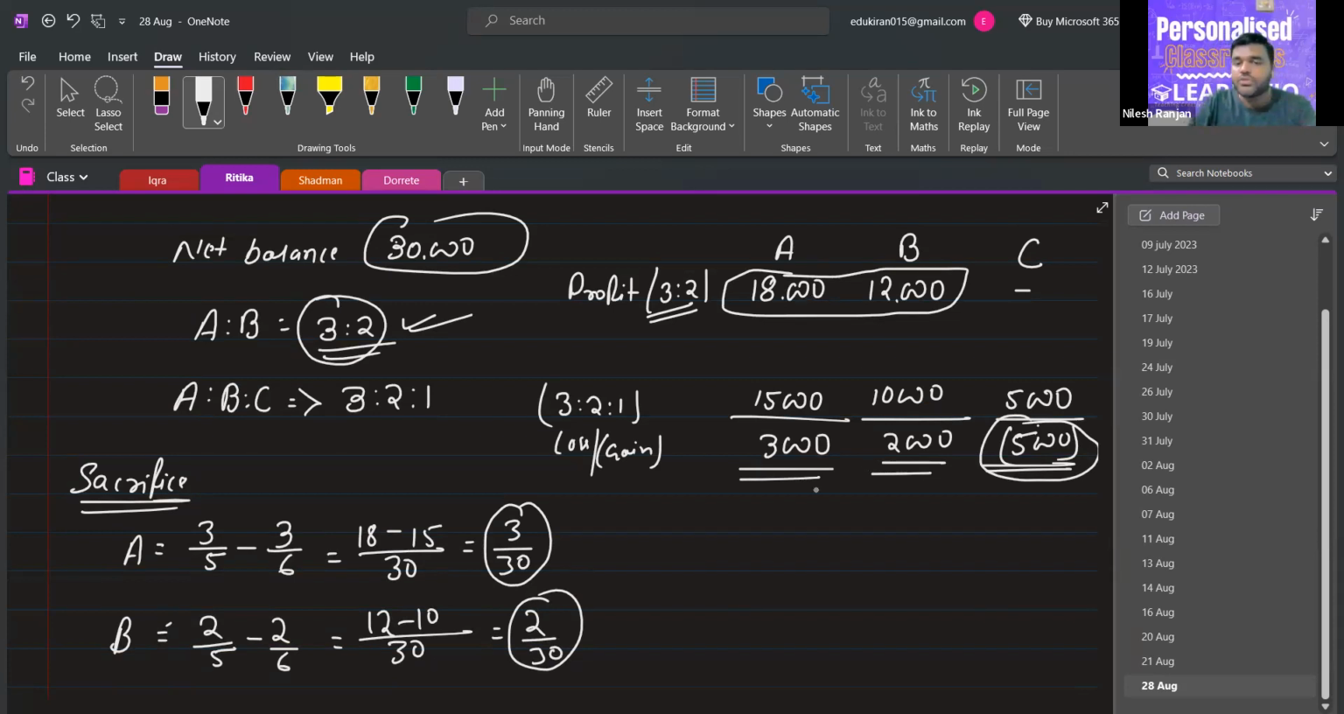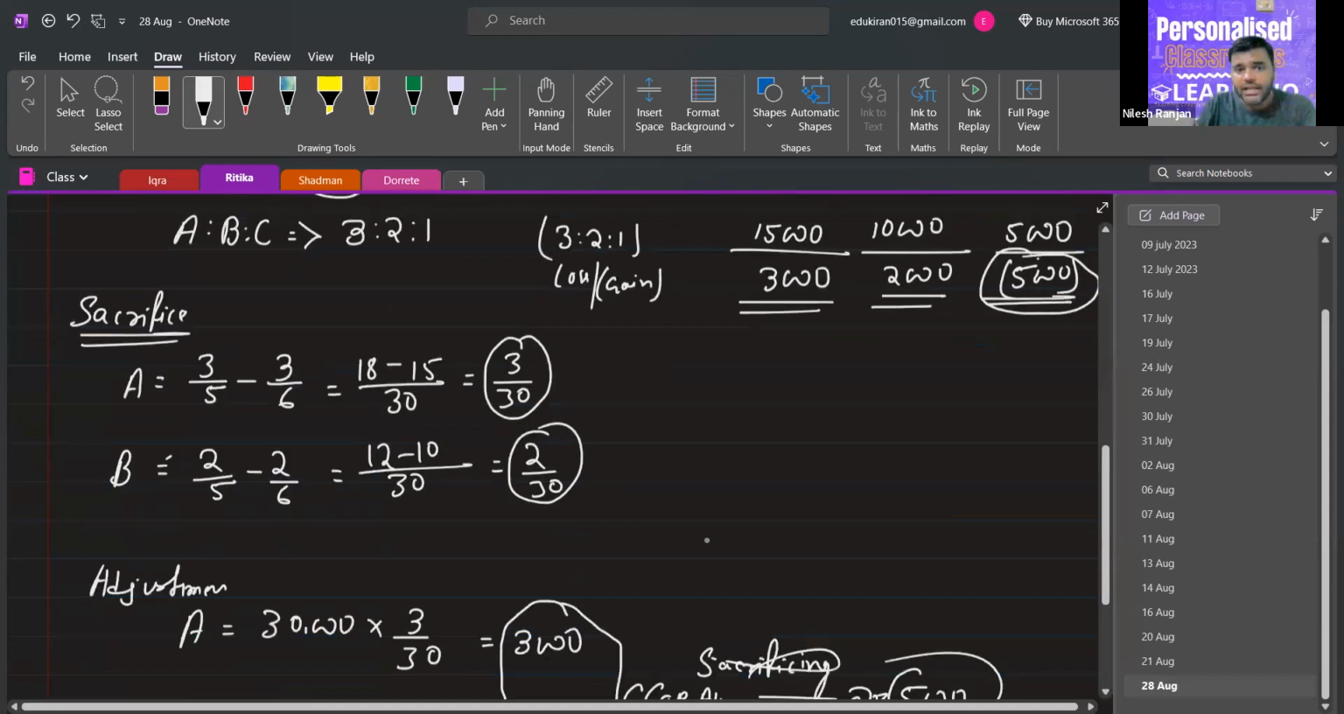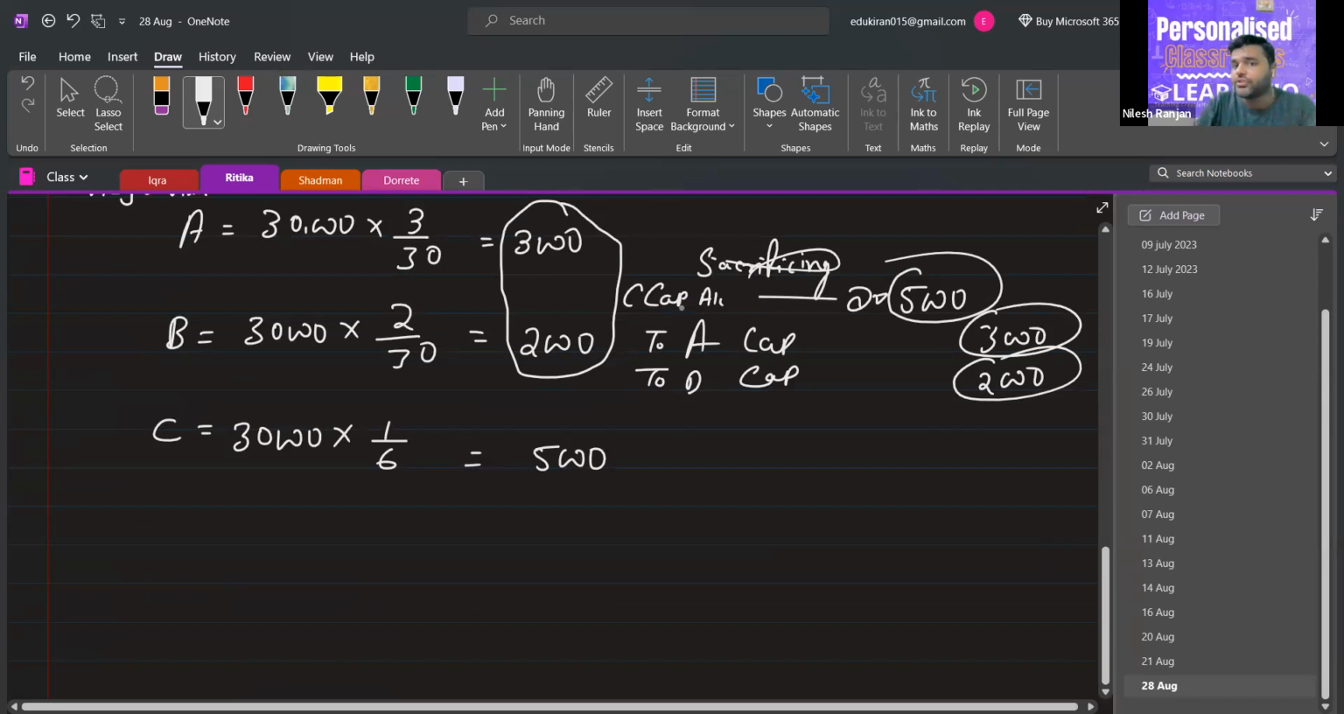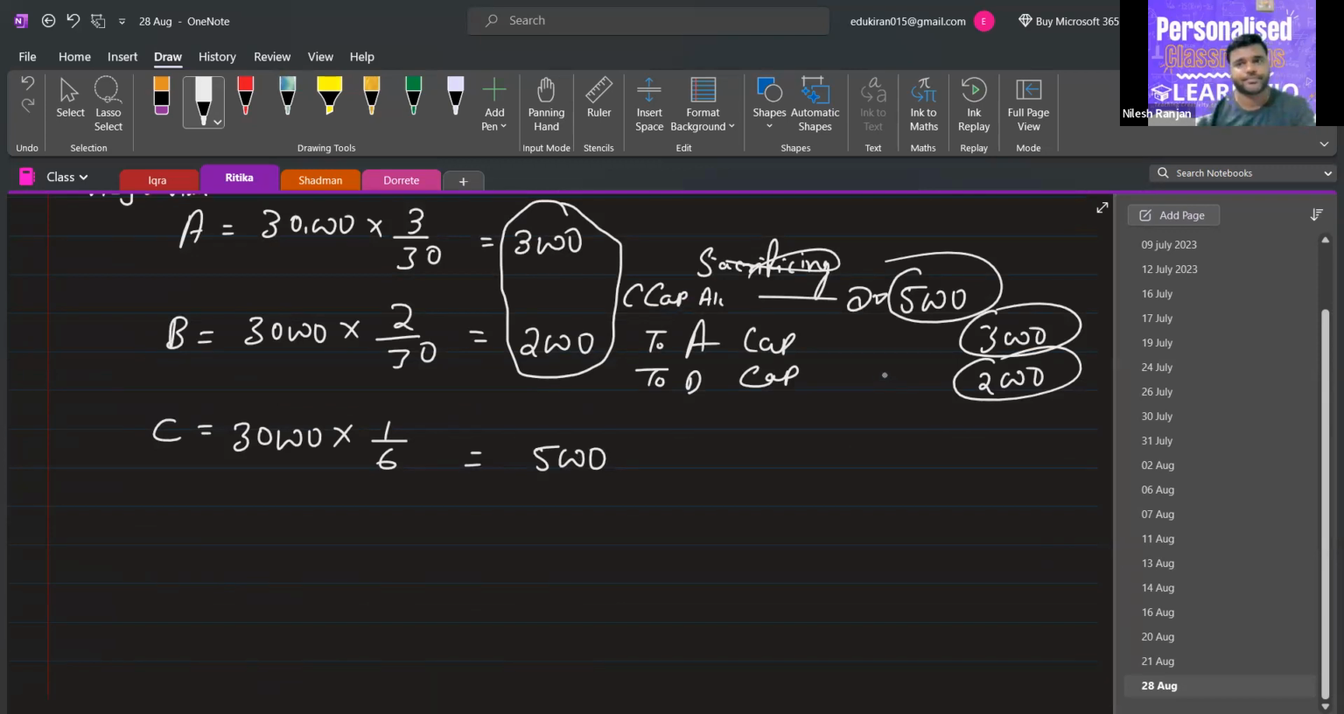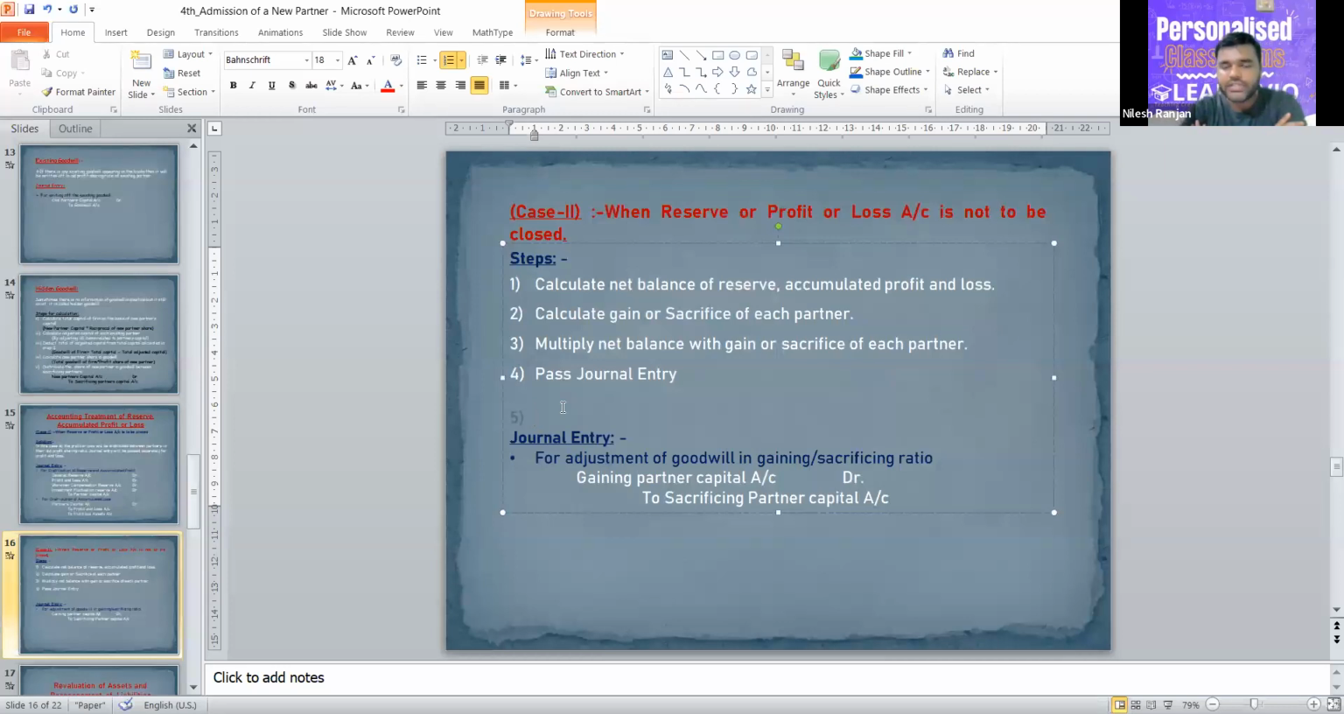So the result is the same in both situations: 3,000, 2,000, 5,000. Journal entry you can see. So you got this concept. So this is our journal entry. Gaining partner's capital account debit to sacrificing. Gaining partner was C. That's why C capital account is on the debit side, and sacrificing was A and B. So A and B capital accounts are on the credit side. Now you can write this.